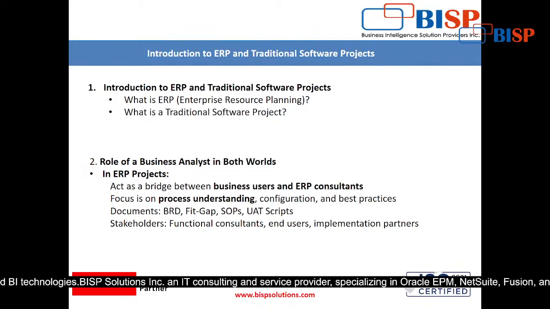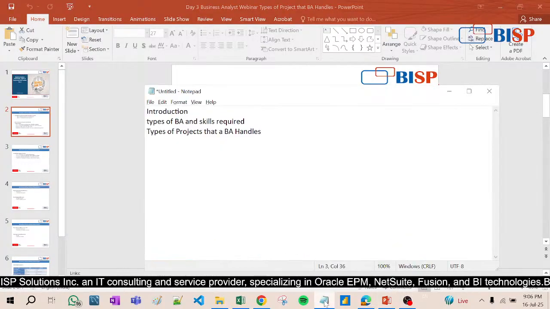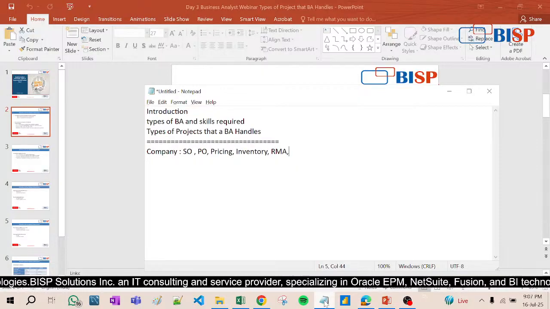For example, let me go again with the notepad. In a company, a corporate company, there is a sales order department, a purchase order department, a pricing department, an inventory department, and a return material authorization department. I'm not talking about software, just practical. In a corporate company, whether it is a furniture selling company, a retail company, or any type of company.